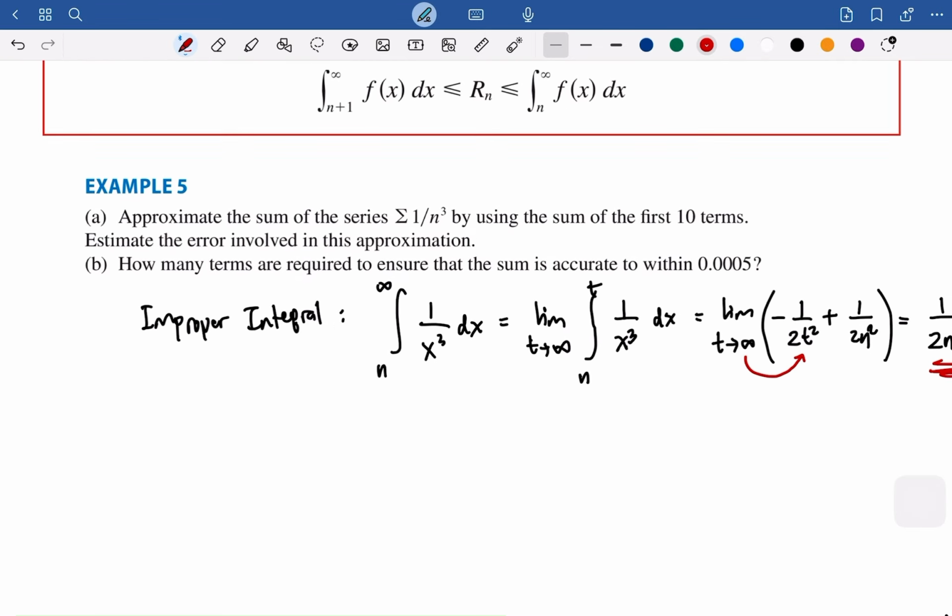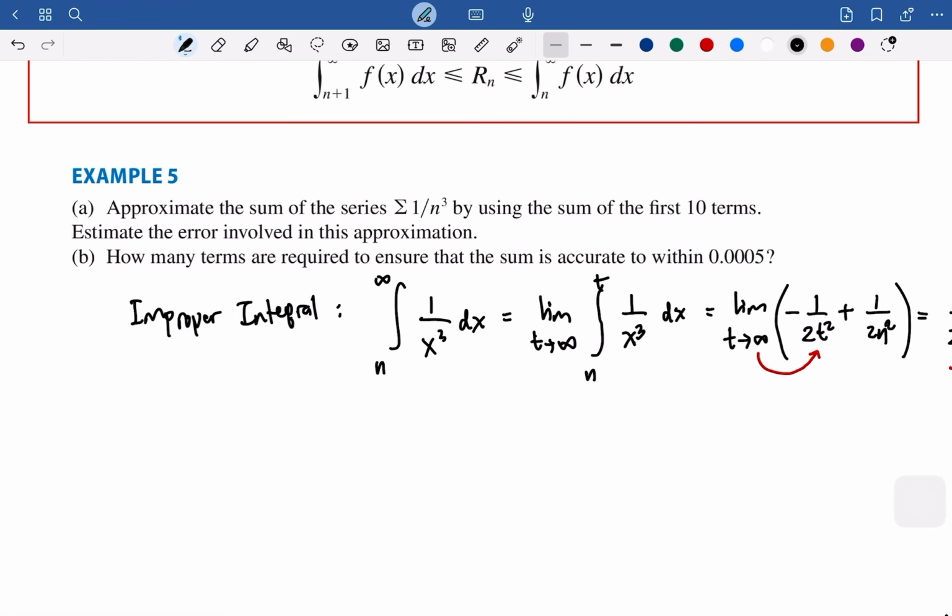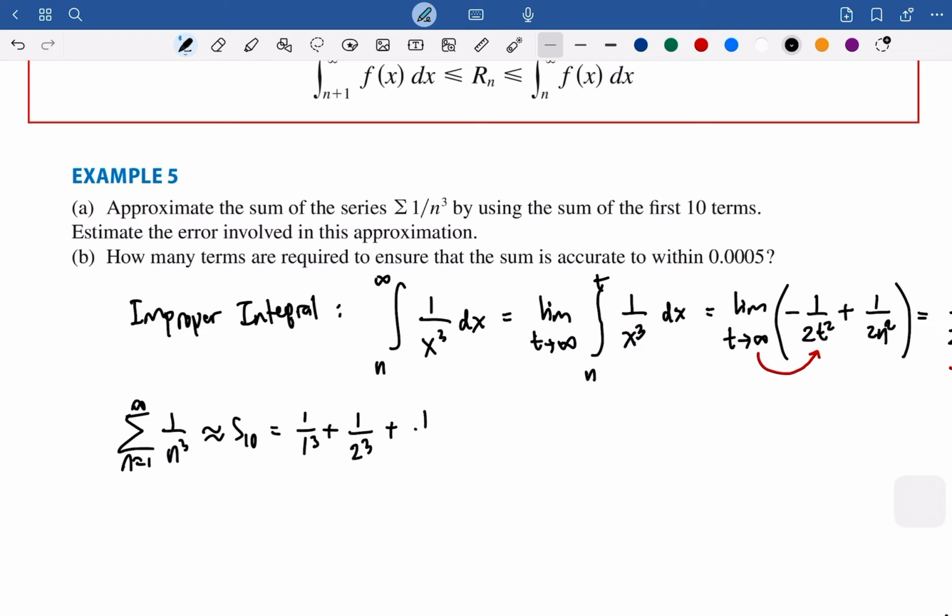And we could compare this result with approximating the sum. So we could take the sum, and basically what we are doing is taking the partial sum for n equal 10, which is just the summation for all the possible numbers. And literally you can do this in your calculator, and this will be approximately around 1.1975.